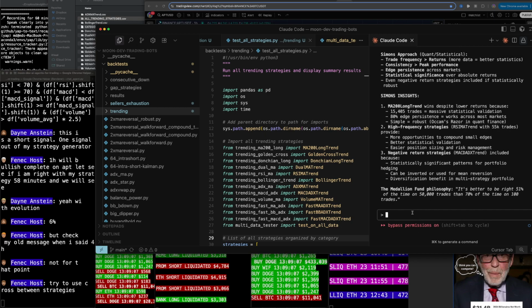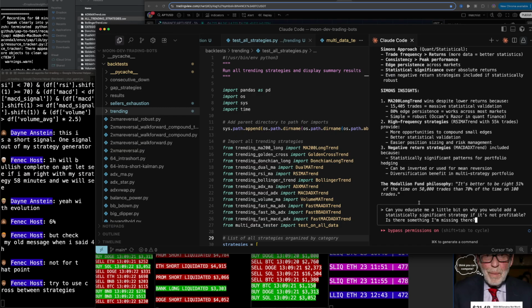But why? Can you educate me a little bit on why you would add a statistically significant strategy if it's not profitable? Is there something I'm missing there? I get that it's more correct. The data is definitely more correct, but a correct loser is not a winner, right? Or am I tripping?